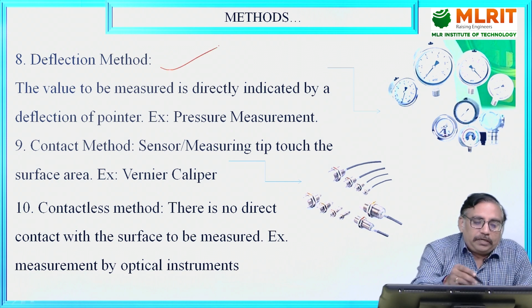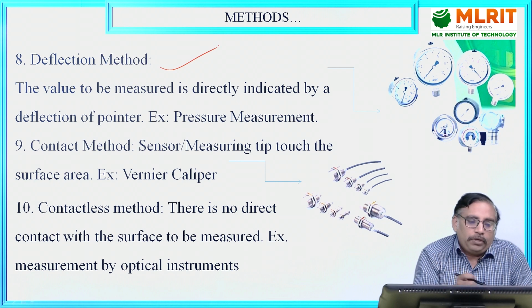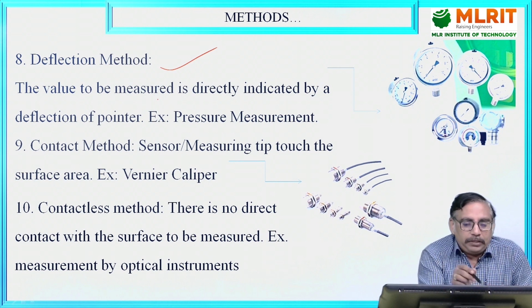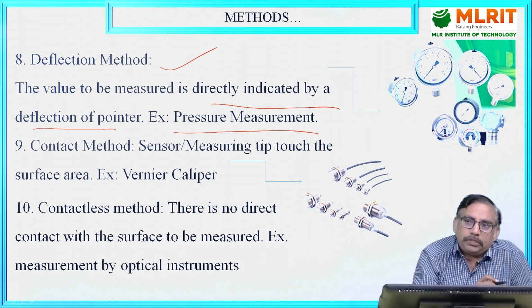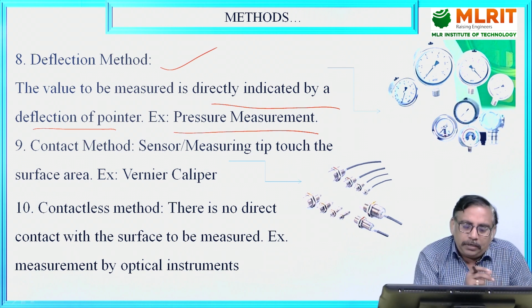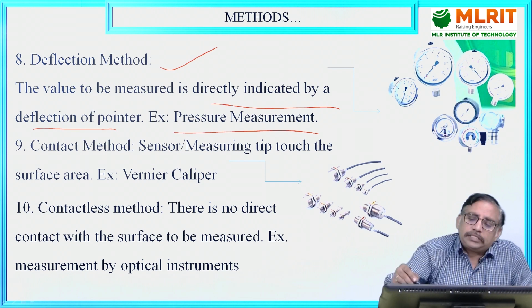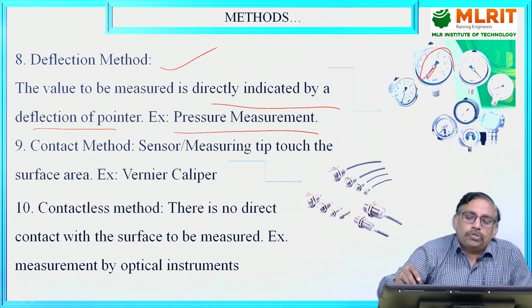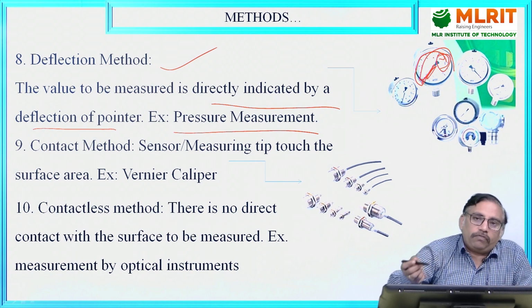Coming to deflection method, deflection. Deflection is nothing but the movement from one point to other point. So the value of measurement is directly indicated by deflection of a point. For example, pressure measurement: if we attach a pressure dial indicator to the tube where we want to measure pressure, when the pressure has been given into the tube, this pointer will be moving out. Whenever this pointer is deflected to a particular number, that number can be readable, and that is one of the methods of measuring.